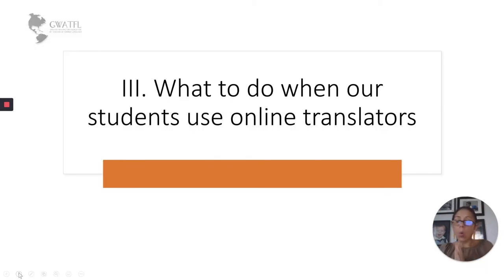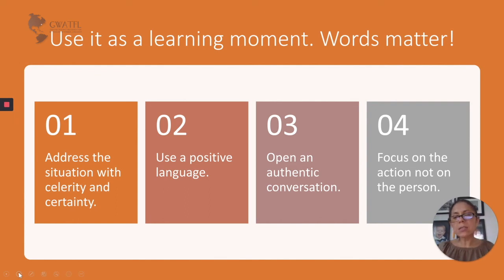Now, we do all that, and then they use online translators. So what are we going to do? I have some tips for you. Let's address the situation with celerity and certainty. Celerity means let's talk to them right then. Let's not wait until the situation gets worse and worse and worse. Certainty means if you have a student who keeps using online translator, we cannot get tired and say, okay, I'm not going to talk about it anymore because I'm so tired. We need to show up and be certain that we are going to address the issue.